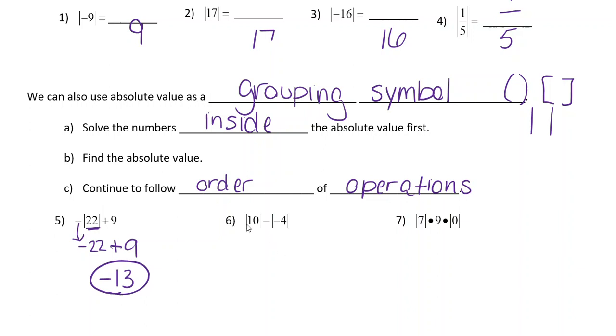Same thing for number 6. Let's solve the absolute value first. So the absolute value of 10 would be 10. And then I have minus, and then you could solve this one at the same time since there's only one number. The absolute value of -4 would be +4 because it's 4 spaces away. And then you'll do 10 minus 4, and 10 minus 4 is just 6. Why don't you pause and try number 7 on your own real quick.